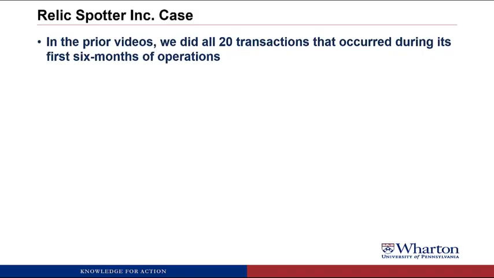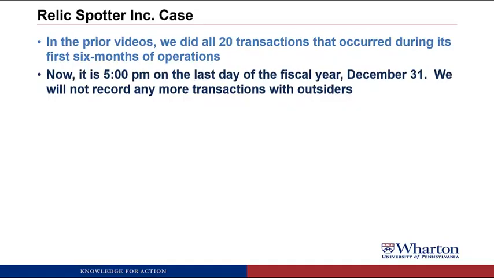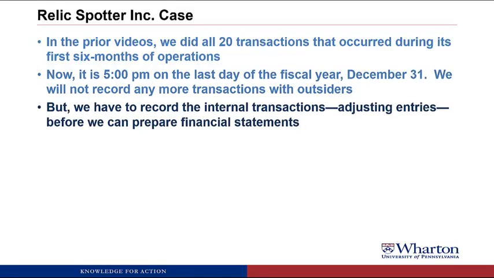In prior videos, we did all 20 transactions that occurred during Relic Spotter's first 6 months of operations. Now it's 5 p.m. on the last day of the fiscal year, December 31st. We're not going to record any more transactions with outsiders. But before we put together the financial statements, we have to record the internal transactions or adjusting entries.